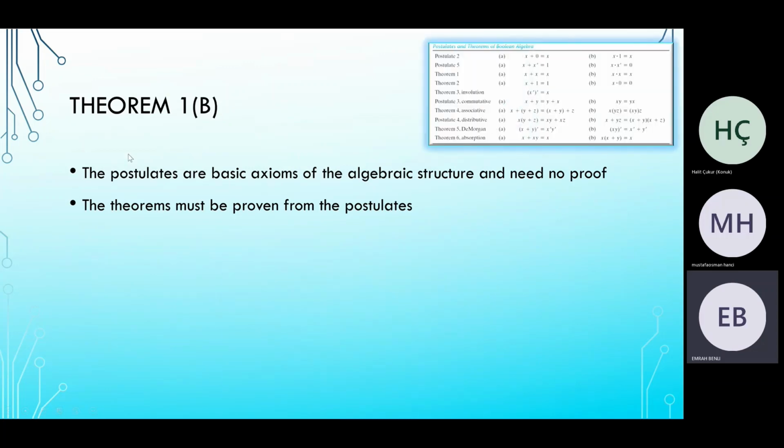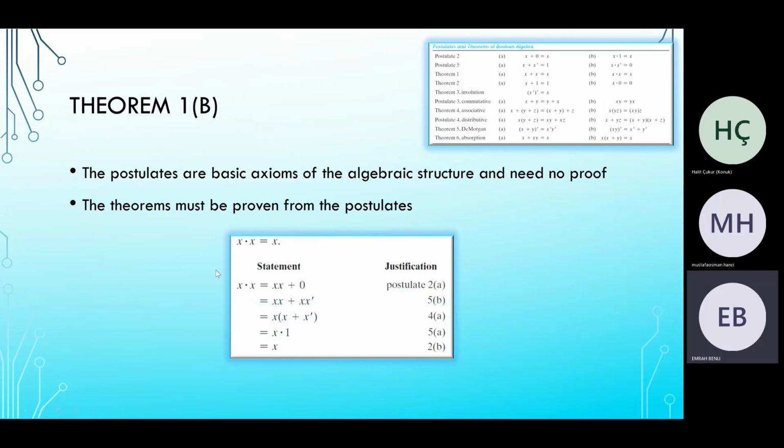Let's prove 1b now. Theorem 1b. X and X is X. Normally in class lecture, I was asking students to do it on the board. Now I will show it. What is the time? Do we have enough time? Yes, we have more than enough time.